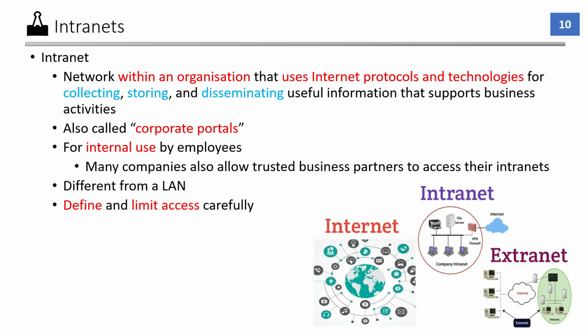An intranet is sometimes called a corporate portal because it acts as a central place for employees to find important information. Access to an intranet is restricted and controlled. Only authorized employees and sometimes trusted business partners are allowed to use it. An intranet is different from a local area network, LAN. A LAN focuses on physical connections between devices, while an intranet focuses on information sharing using web technologies.